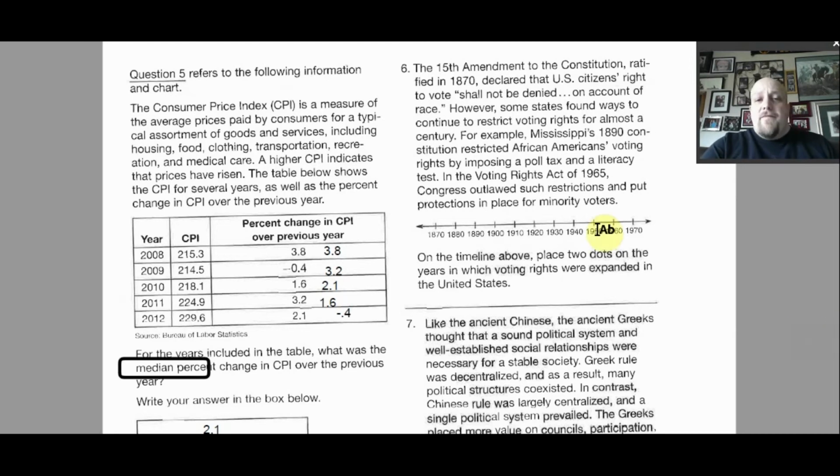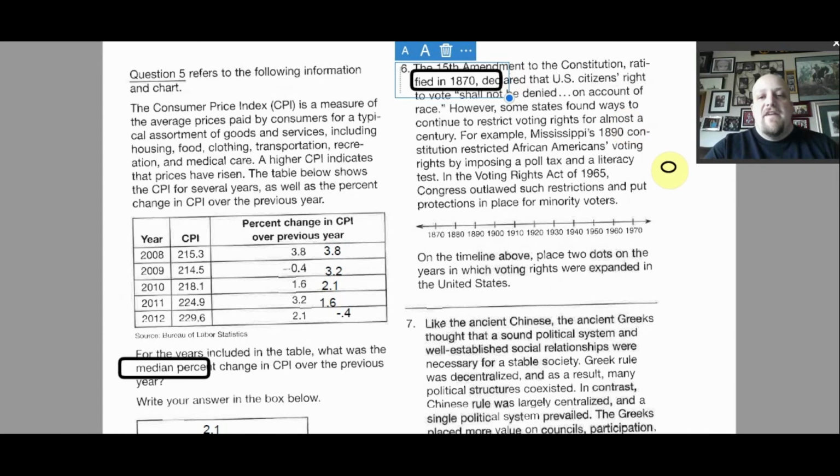So the next question, number 6 here. The 15th Amendment to the Constitution was ratified, meaning it became an actual amendment. Ratification means they put it on the books and it's there to stay unless it's taken off at a later date. But for now, it's there. So that's what ratified means. It was ratified in 1870. So we're going to look at this date, 1870 here.